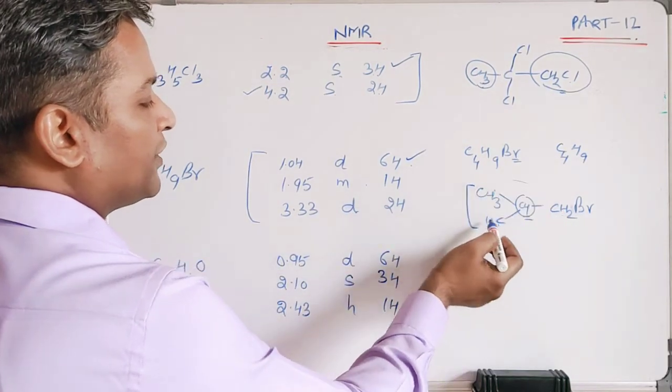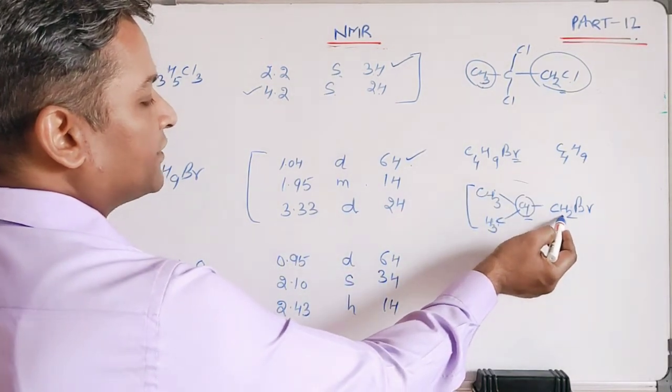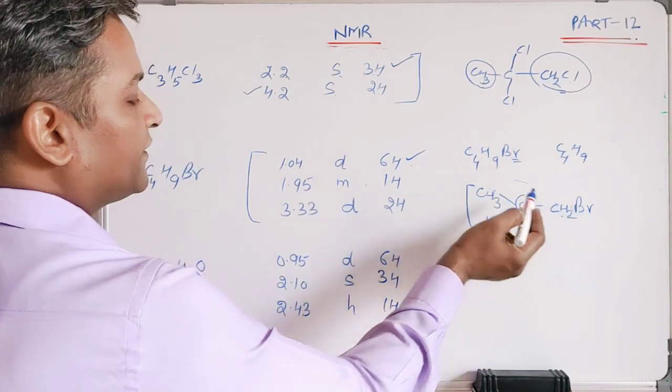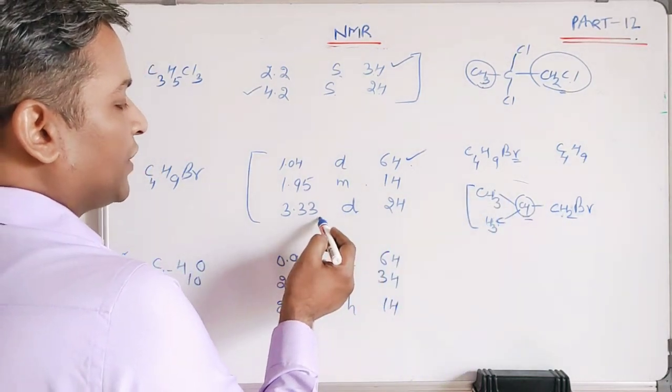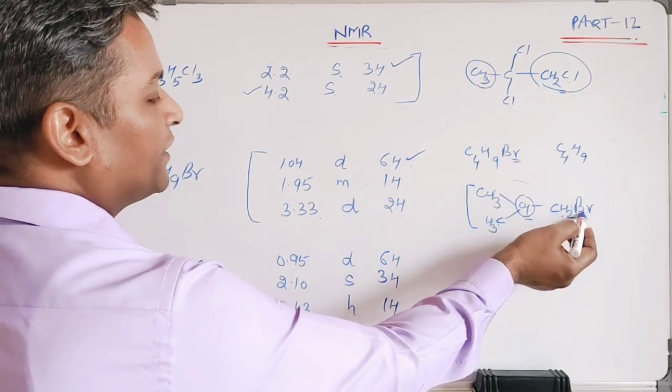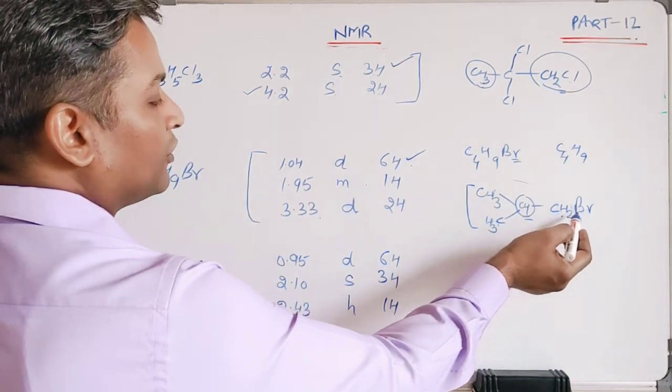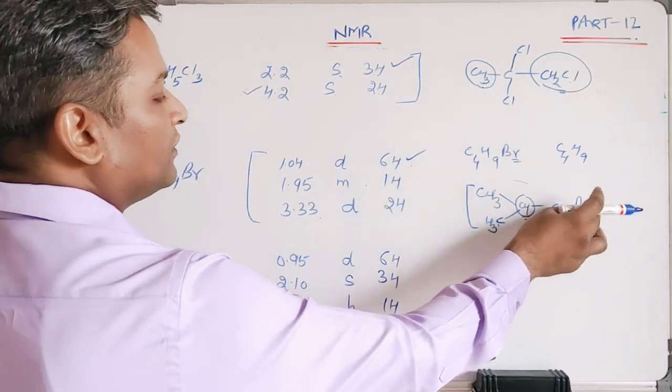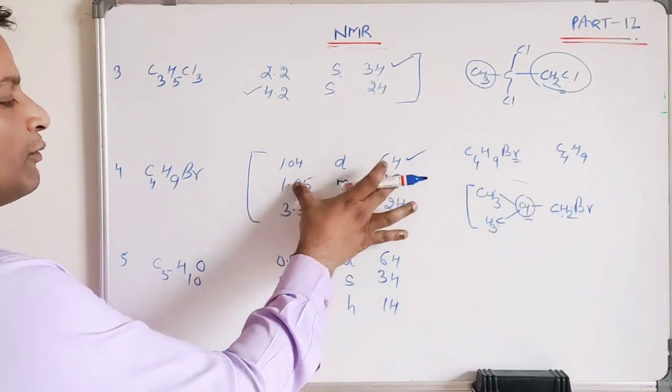Out of these 3 signals, the value of the doublet for 2 protons should be the highest. So this is actually the highest value, as you can see here, because in this case it is directly attached to the electron withdrawing group Br. So this is the structure of a compound which satisfies all the information given in our problem.